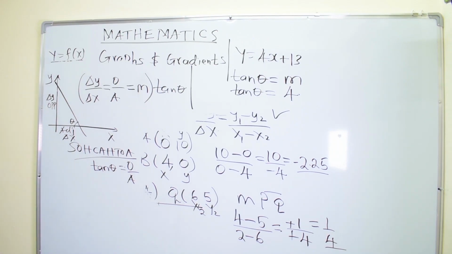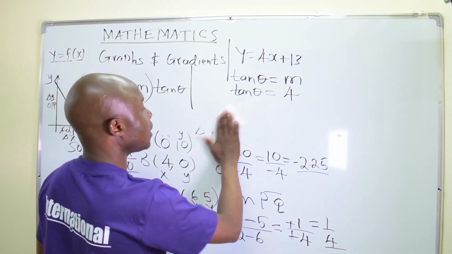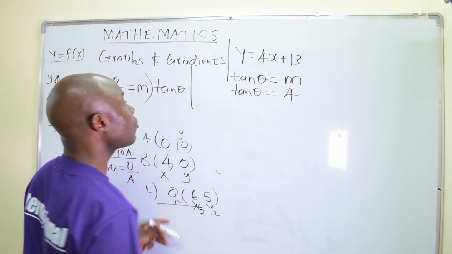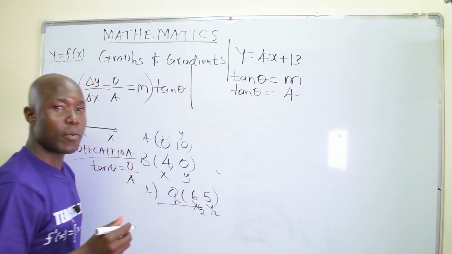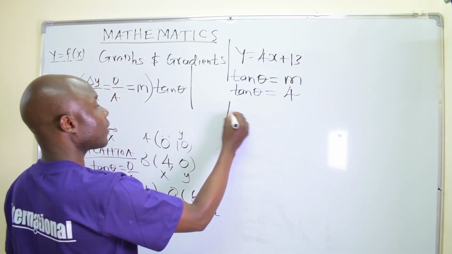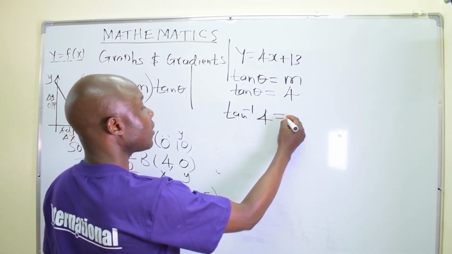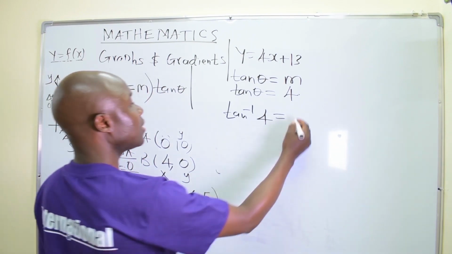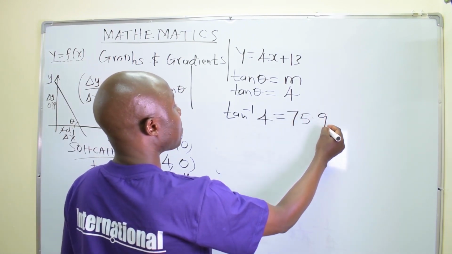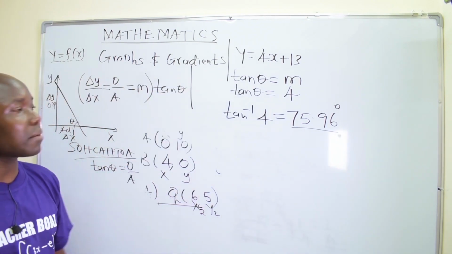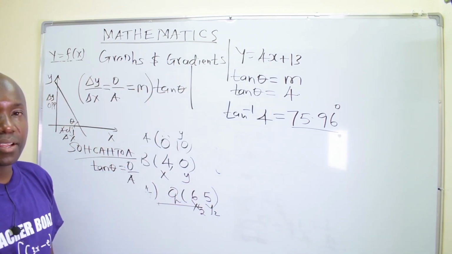Okay? Now we want to make it theta. Now how do we find theta? We take the arctan, the tan inverse of 4, which from the calculator and the table becomes 75.96 degrees. So we get the arctan of that particular angle to get that.